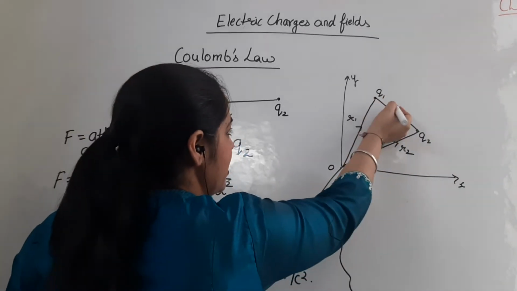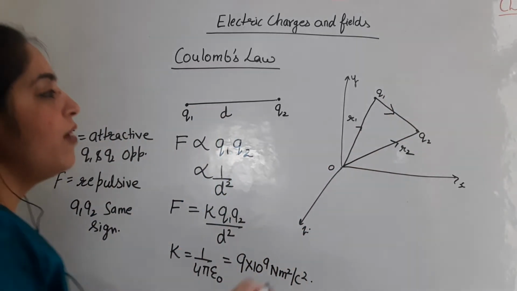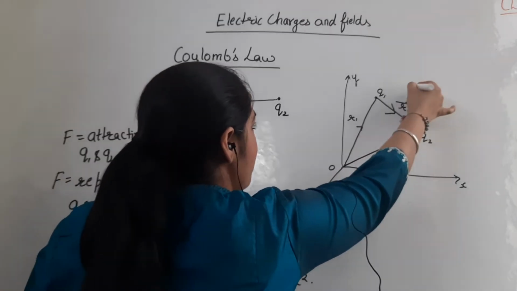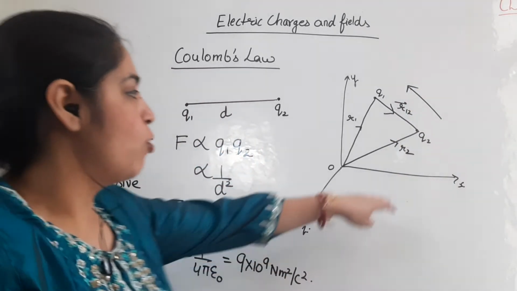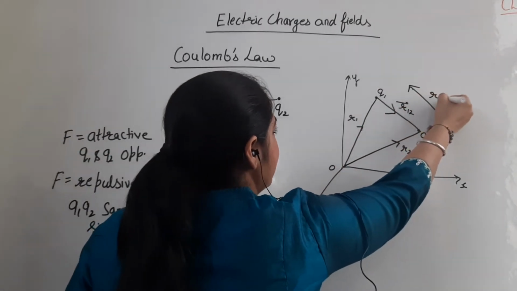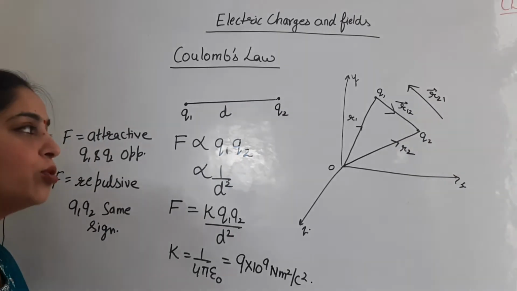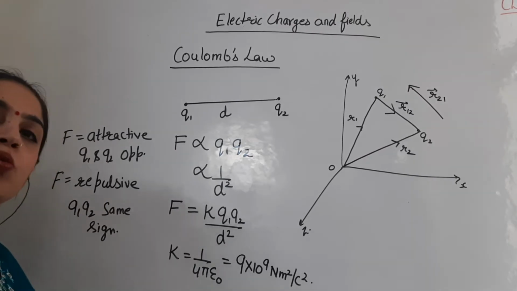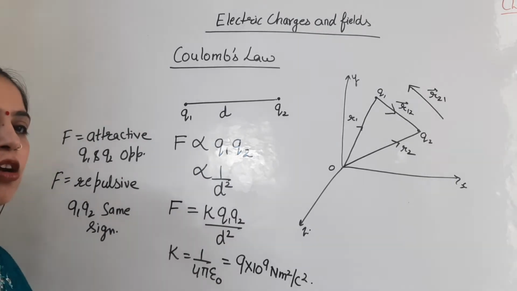Now be very specific with the directions because it's very important. R12 will represent the R12 direction. If I mark R21, this will represent R21 because you are going from 2 to 1, and you have studied that in vectors in class 11th as well. So we have marked the charges Q1 and Q2, R12 and R21. Now, once again, the two charges will be attracted towards each other if they are of opposite sign.